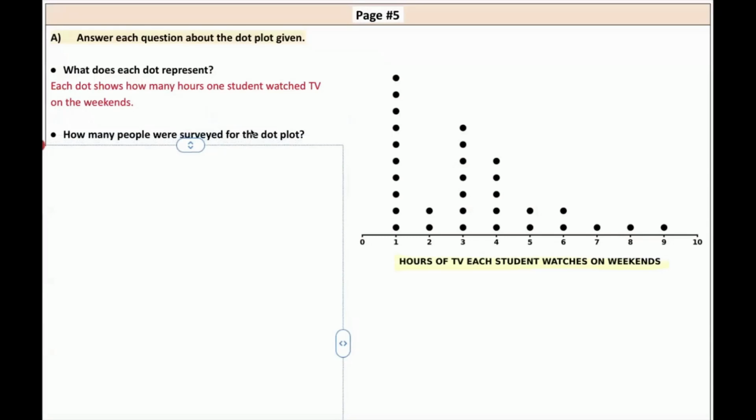Our next question, how many people were surveyed for the dot plot? To figure out our total survey, we count how many dots we have. 31 students were surveyed because there are 31 dots on the dot plot.